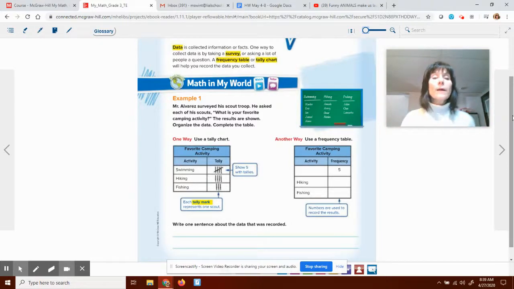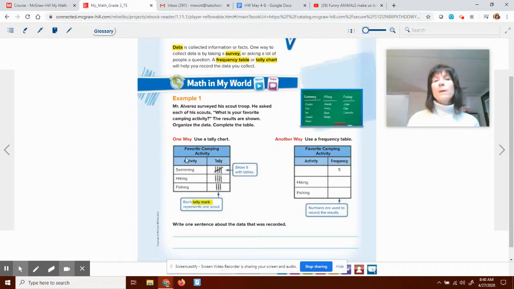So we're going to go ahead, and we see that on his tally chart here the activity is swimming. We have 5 scouts that say that's their favorite camping activity. We have 4 scouts that like hiking, and we have 3 scouts that like fishing. We have a title on our chart, so we know exactly what we're surveying.